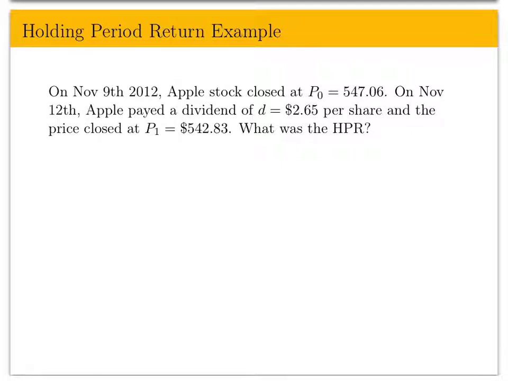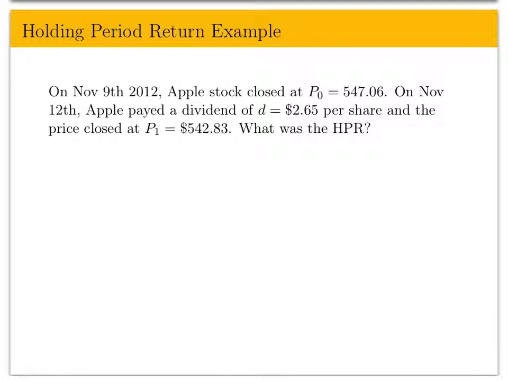So let's take an example. On November 9th, 2012, Apple stock closed at $547.06. On November 12th, Apple paid a dividend of $2.65 per share, and the price closed on that same day at $542.83. So what was the holding period return?